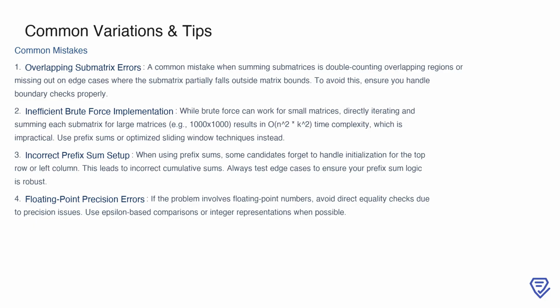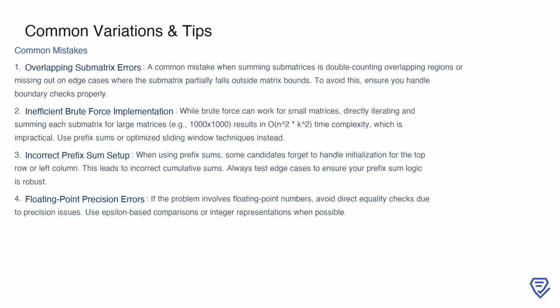To avoid this, carefully validate boundary conditions and ensure your logic handles out-of-bound indices gracefully. Another pitfall is relying on inefficient brute force solutions. While manually summing each submatrix might work for small matrices, this approach becomes computationally expensive for larger matrices, resulting in a time complexity of n²*k². Instead, consider more efficient techniques like prefix sums or sliding window methods, which significantly reduce computation time.